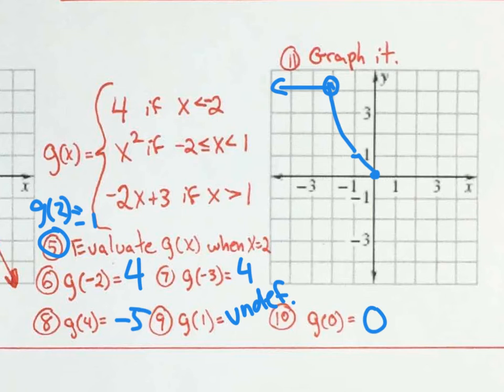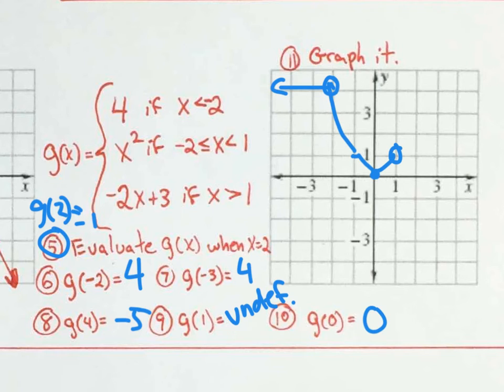The x value of -2 is right here. The x value of 1 is right here. So you're only wanting to look at this piece of the parabola. So it's going to stop right there. And it's an open dot at x equals 1. And then moving on to our third piece.